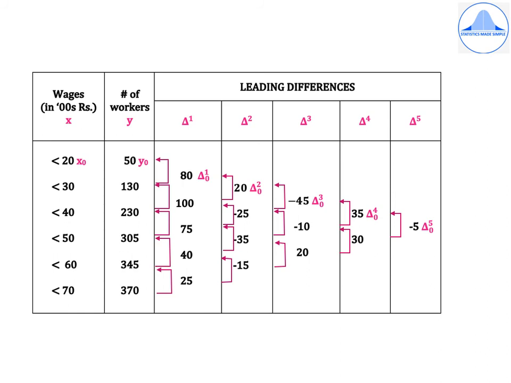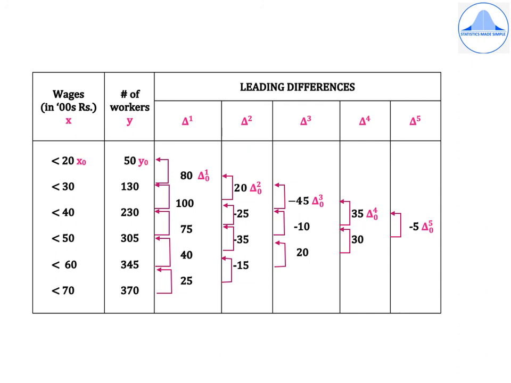Let us now find out the leading differences from delta to the power 1 up to delta to the power 5. So the delta to the power 1 values are 130 minus 50 is 80. Call it as delta naught to the power 1. Then 230 minus 130 is 100. 305 minus 230 is 75. 345 minus 305 is 40. 370 minus 345 is 25.